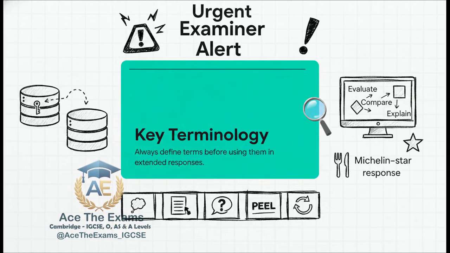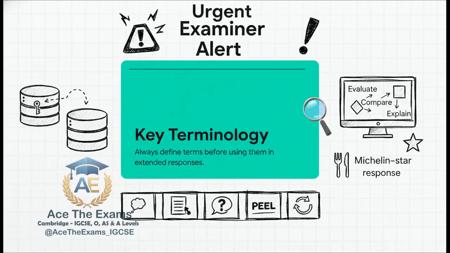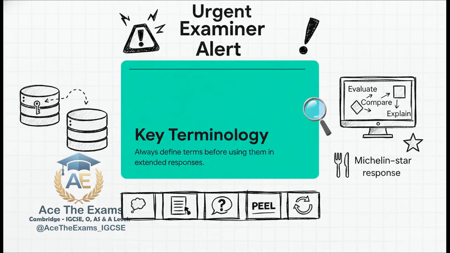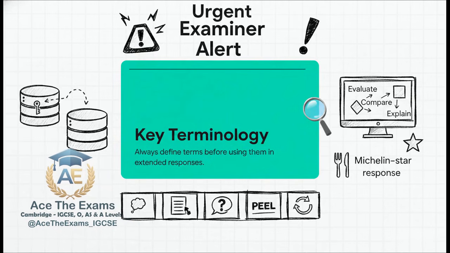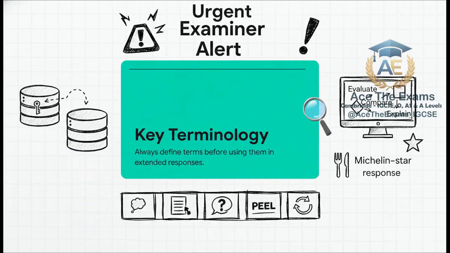That stands for point, evidence, explanation, and link. You make your point by clearly defining the term. You provide evidence straight from the scenario given in the paper. You explain how the relational database feature, like a foreign key establishing referential integrity, solves that specific file-based limitation. And finally, you link your conclusion back to the prompt.